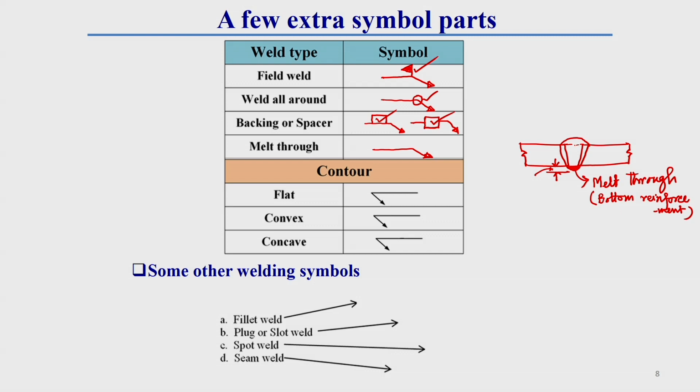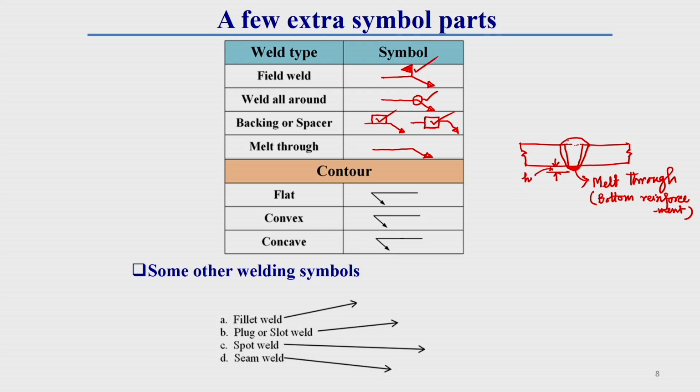Defect in the sense that molten material requirement will be more, and there is a chance of extra weld material requirement in this case. So, this is generally called melt through. This melt through has a specific height, let us say 8 ace.